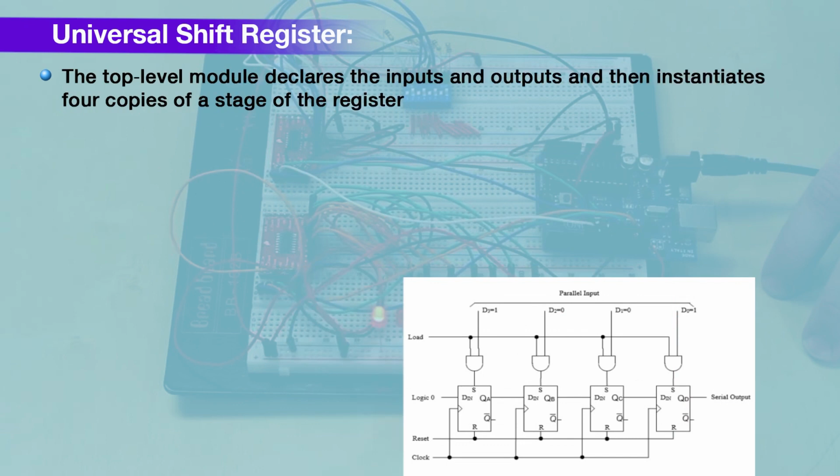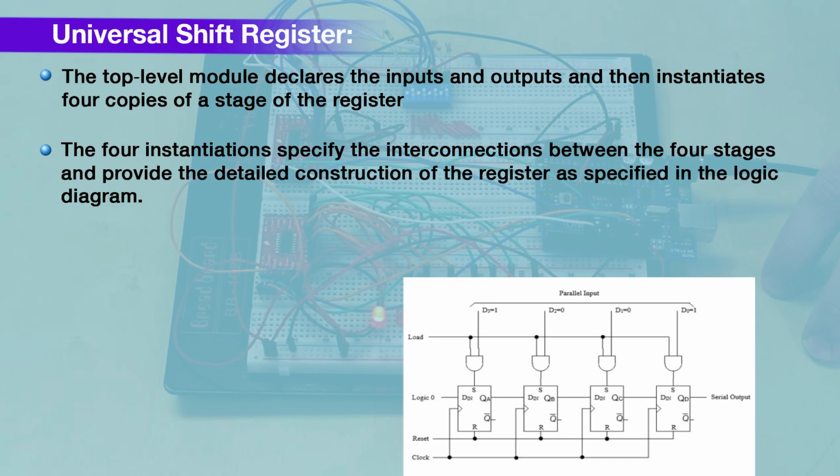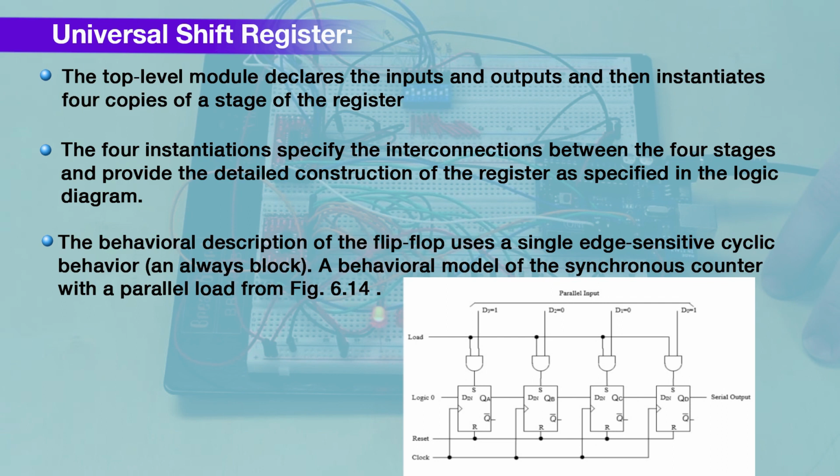The top level module declares the input and output and then 4 copies of a stage of the register. The 4 copies specify the interconnection between the 4 stages and provide the detailed construction of the register as specified in the logic diagram. The behavioral description of the flip flop uses a single edge sensitive cyclic behavior.